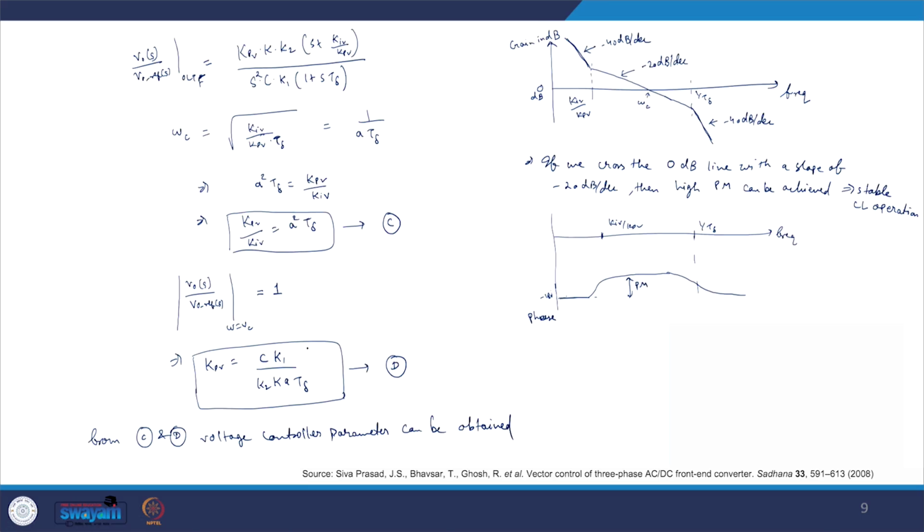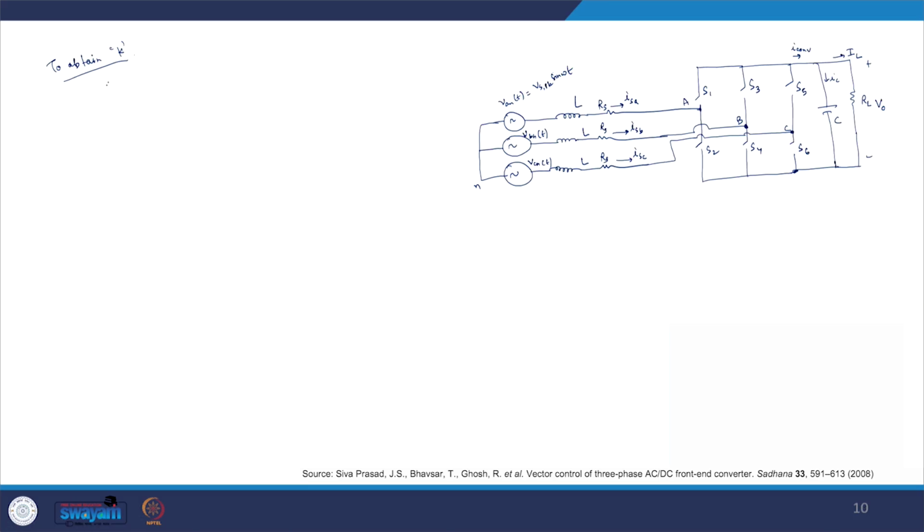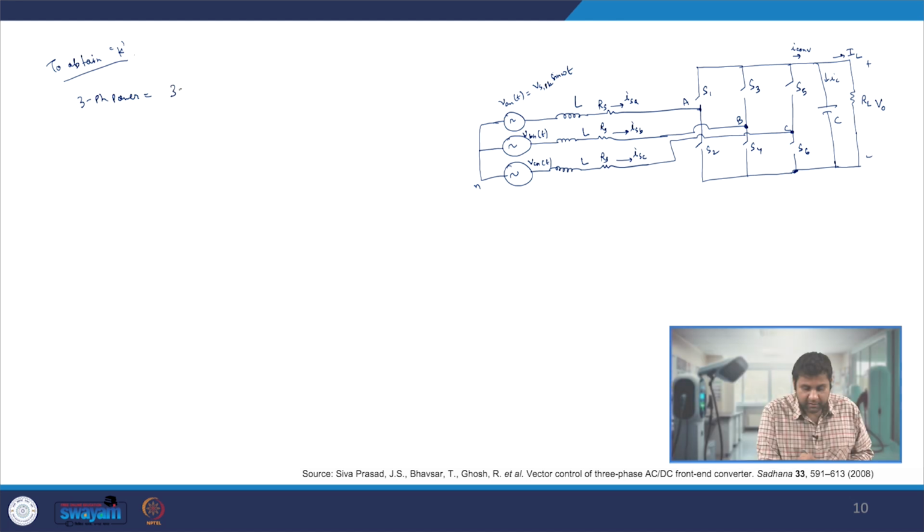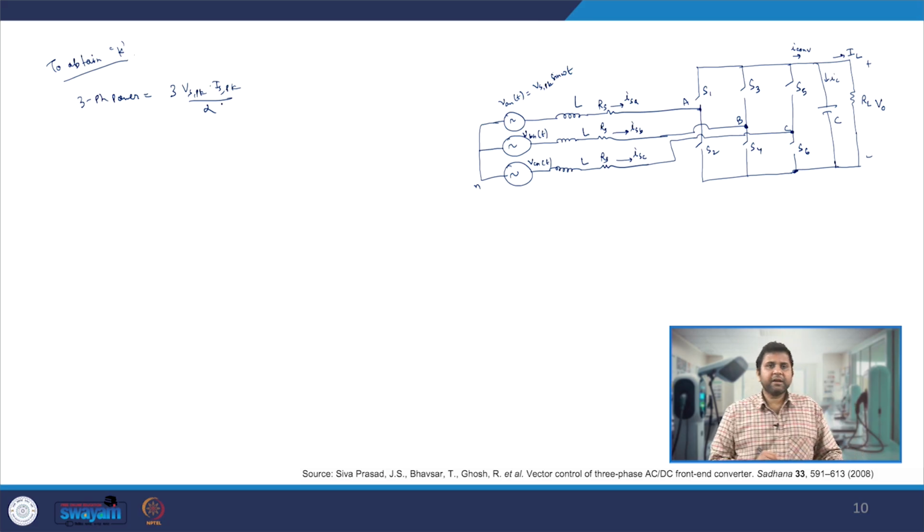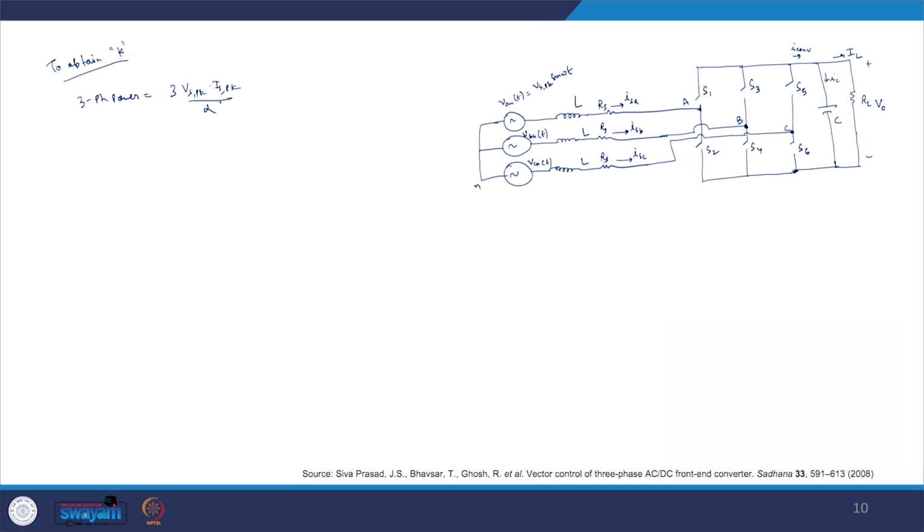Now we can do a simple thing, which is the power balance. So we can write our three phase power. The three phase power, since we have unity power factor operation, we get 3 times Vs peak Is peak by 2. Why we are getting by 2? Because Vs peak by root 2 and Is peak by root 2 are the RMS values, and V phase RMS, I phase RMS, 3 times of that we will get 3 phase power.